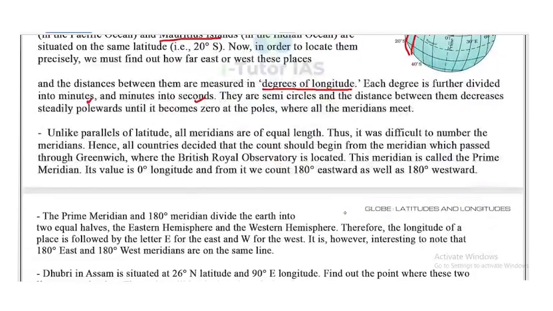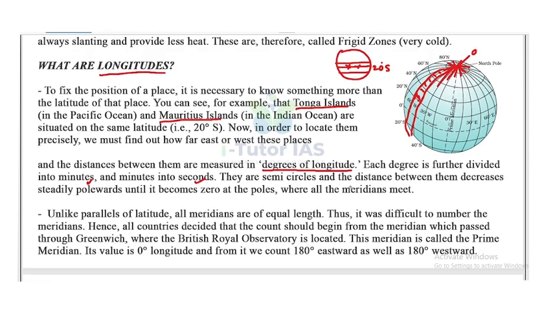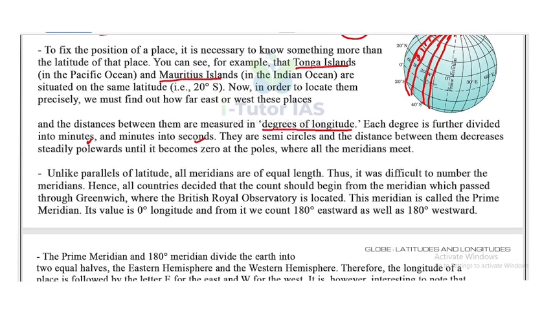Now, unlike parallels of latitude, all meridians are of equal length. So all these meridians, all these degrees of longitude, are the same length. But in the case of parallels of latitude, what happens? From equator to poles, the length decreases. But in the case of longitude, they are of equal length.